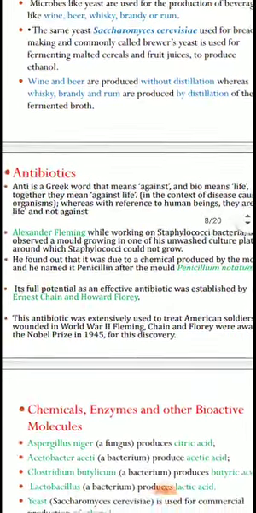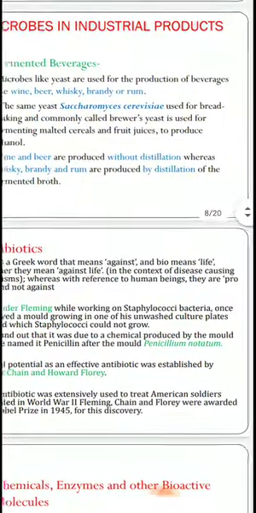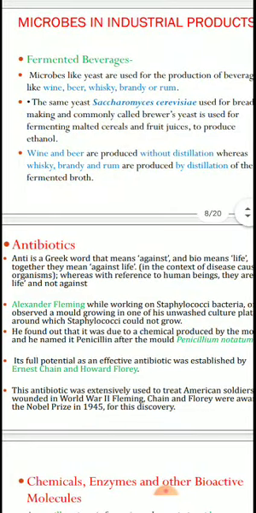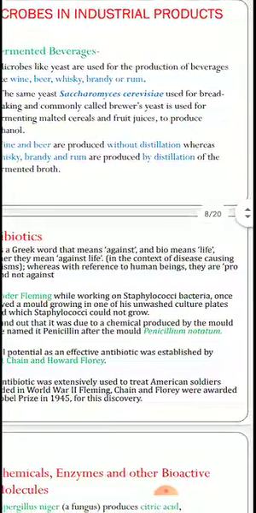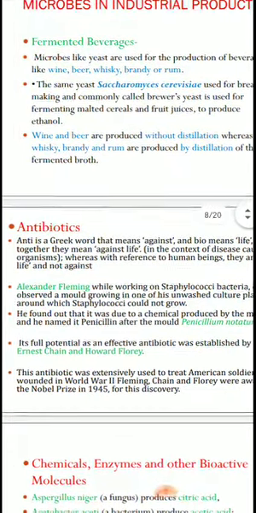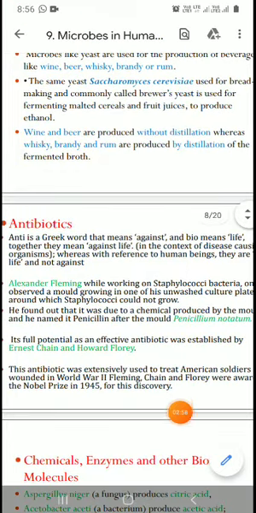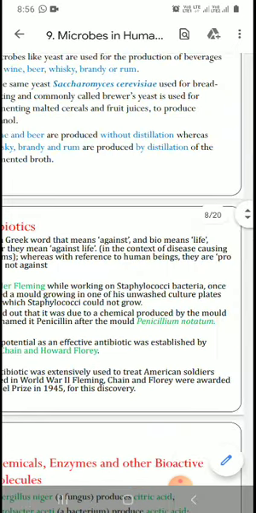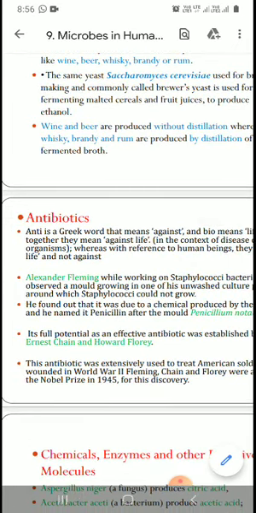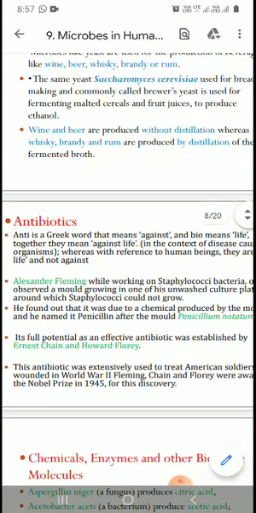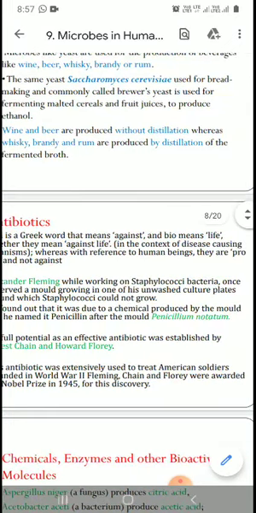Okay. Next, antibiotics. Anti is a Greek word meaning against, and bio means life. Together they mean against life. Whereas with reference to human beings, they are pro-life and not against. Alexander Fleming, while working on Staphylococcus bacteria, once observed mold growing in one of his unwashed culture plates, around which Staphylococcus could not grow. He found that it was due to a chemical produced by the mold, and it was named penicillin. Now this injection is banned because it is an allergic injection. It is not accepted by everyone, but it is obtained from Penicillium notatum.